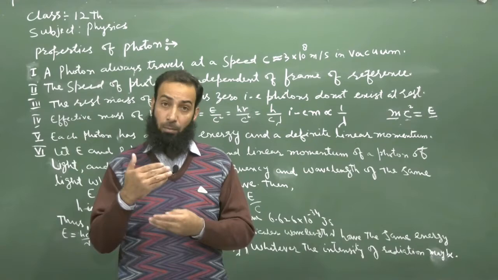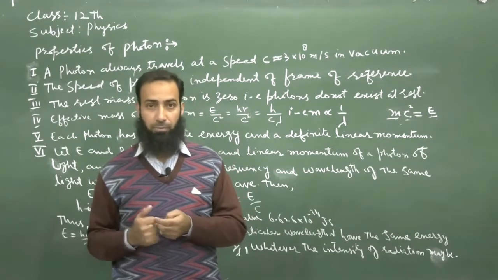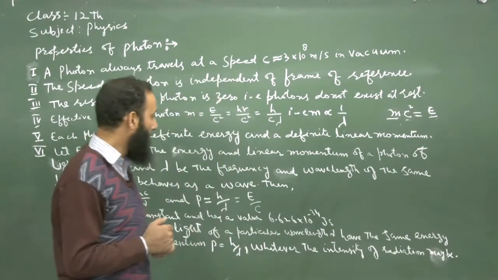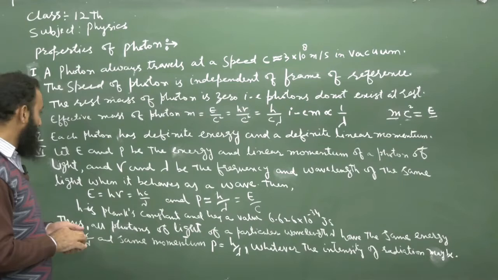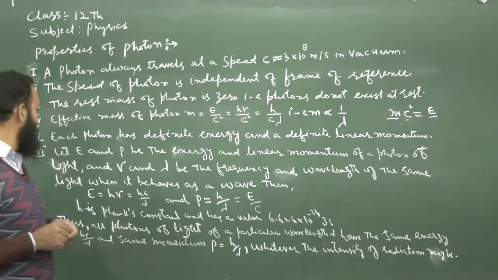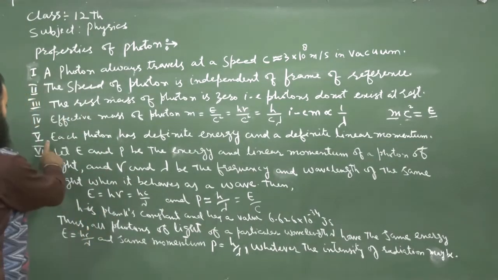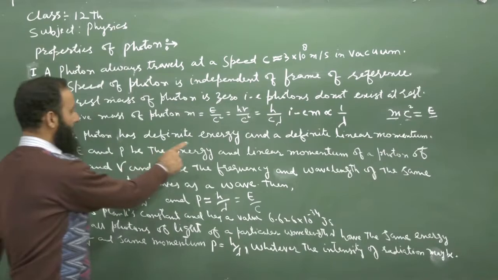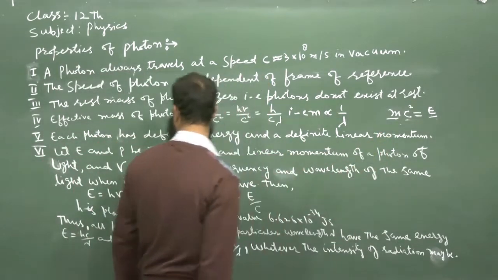He relates the particle property with the wave property, that is lambda, and that momentum is equal to h by lambda. वही है यहां पर फिफ्थ प्रॉपर्टी में, each photon has a definite energy and definite linear momentum.